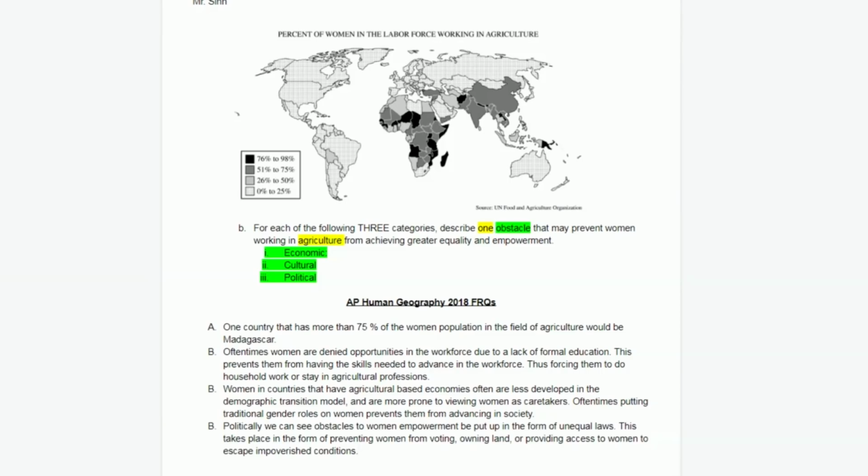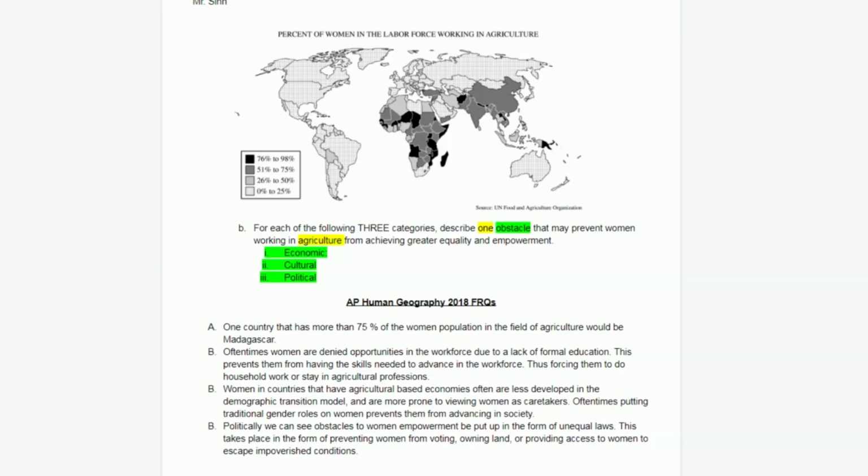So here I came up with politically, we can see obstacles to women empowerment be put up in the form of unequal laws. This takes place in the form of preventing women from voting, owning land, or providing access to women to escape impoverished conditions. Here, what I'm talking about really is how politics or how the government might actually hinder women from moving forward. And I actually reference a variety of things that laws would do that would stop women from moving forward. One thing to focus again, and hopefully you've kind of noticed this already, but the prompt is only asking for obstacles. We're not talking about ways that the laws or the economy or culture would empower women. So it's also why you're noticing I've only talked about things that are hindering women because the prompt is only asking for it. I don't need to go into all the other aspects.